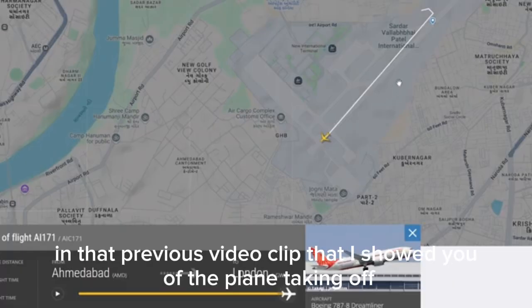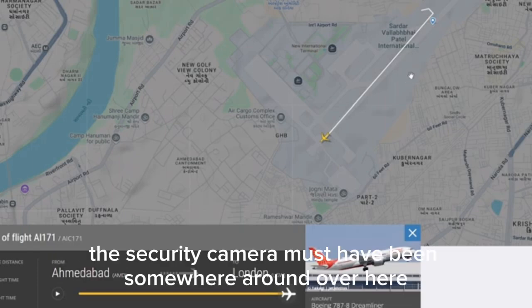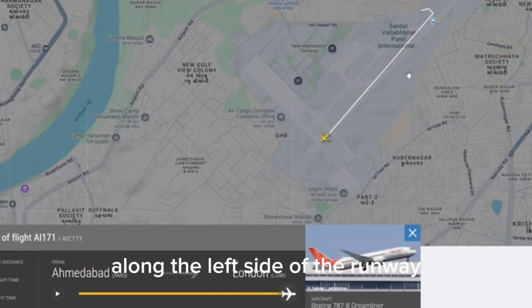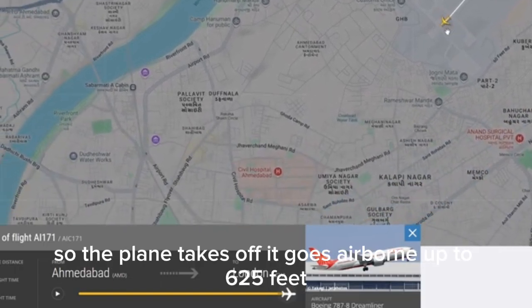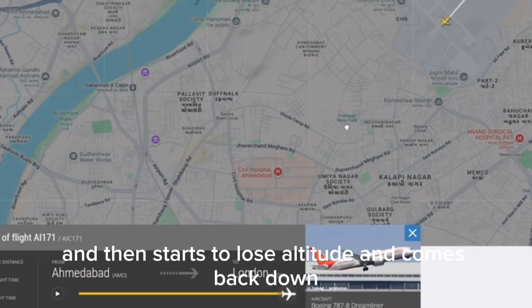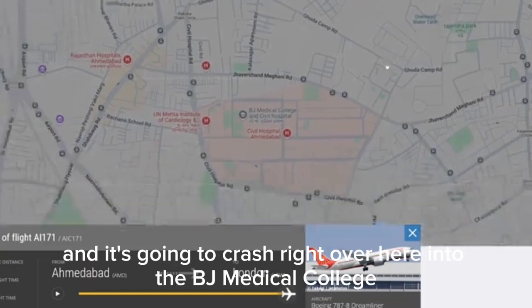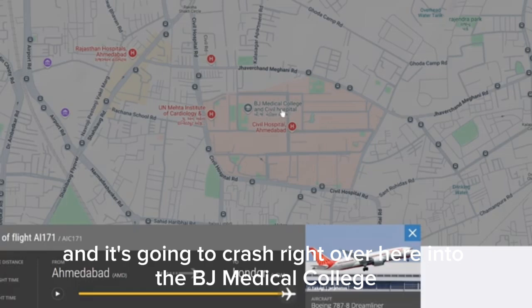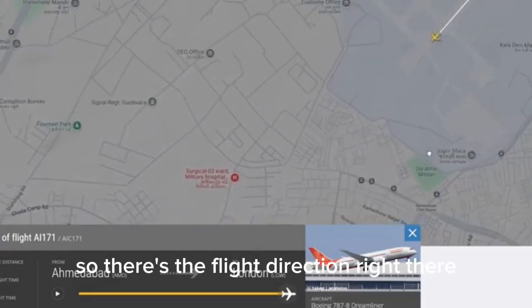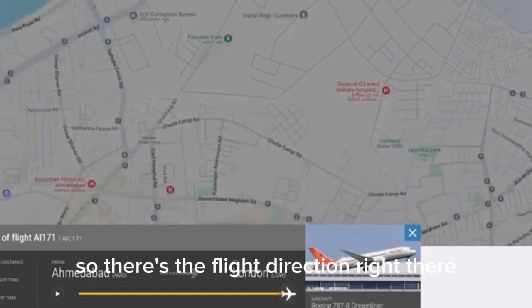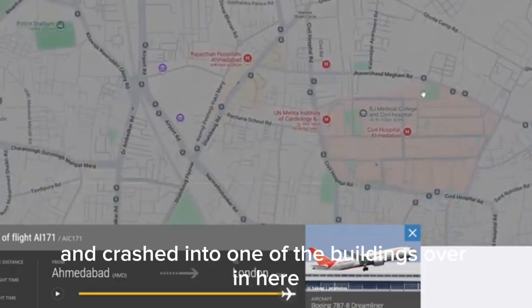So in that previous video clip that I showed you of the plane taking off, the security camera must have been somewhere around over here along the left side of the runway. So the plane takes off, it goes airborne up to 625 feet, and then starts to lose altitude and comes back down, and it's going to crash right over here into the BJ Medical College. So there's the flight direction right there. Came right over here and crashed into one of the buildings over in here.